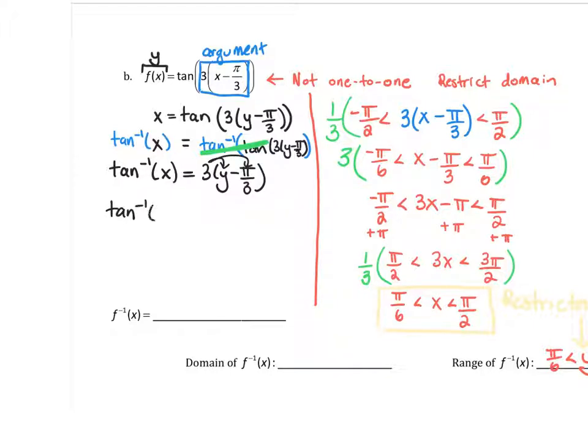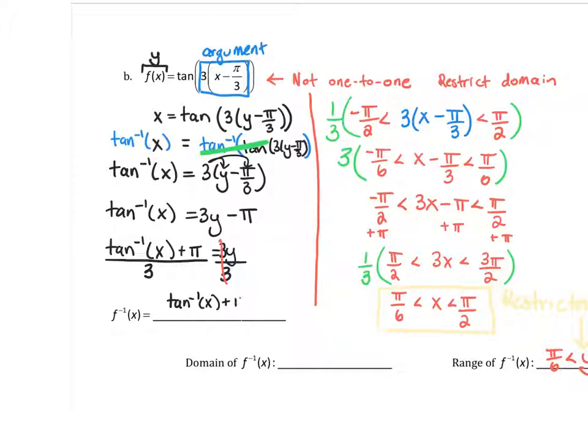I have inverse tangent of x equals 3y subtract pi. Trying to get the y by itself, so I'll add pi to both sides. Inverse tangent of x plus pi equals 3y. And in order to get the y by itself on the right, I divide by 3. And what I have done now is I've solved for my y, and that is going to be my f inverse of x. So my f inverse of x, you can write it as the inverse tangent of x plus pi, and that whole thing is divided by 3.